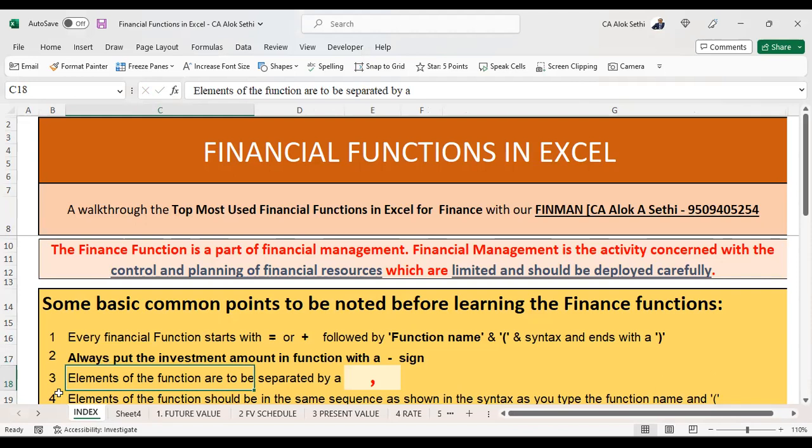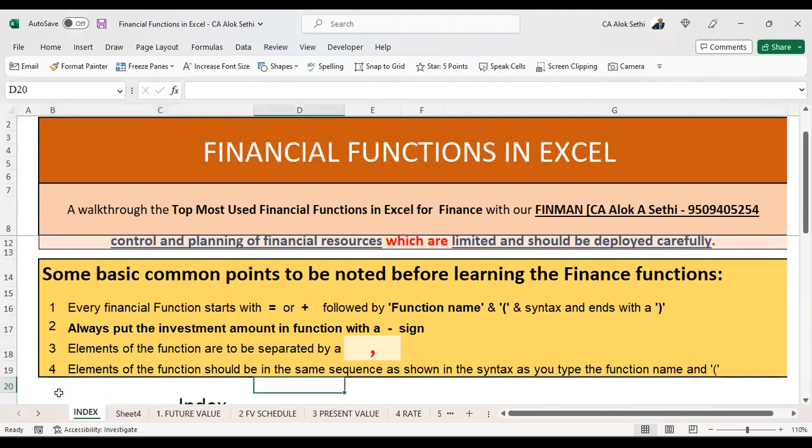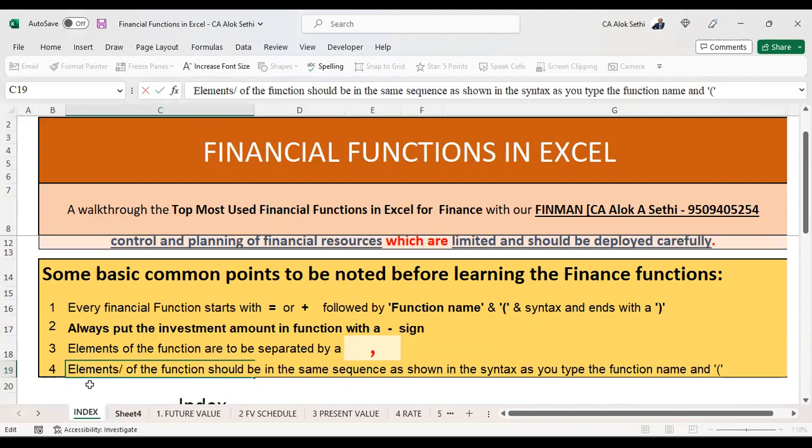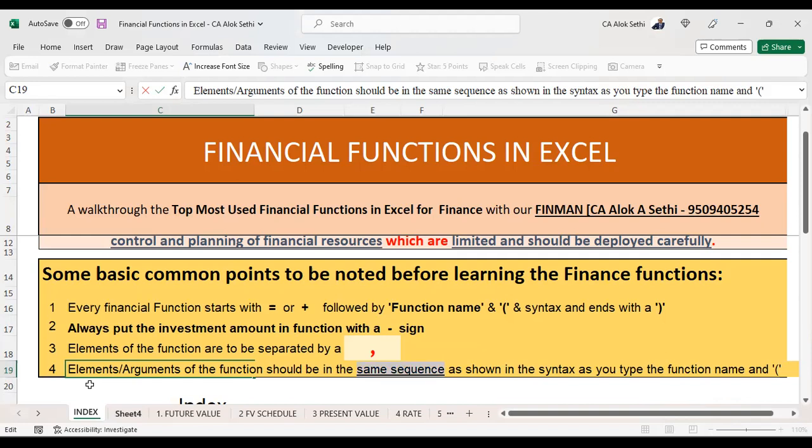Third, fourth, elements of a function should be in the same sequence as shown in the syntax as you type the function name and open the parenthesis. Now this is important. Fourth point is very important. What it is saying is that the function elements or the arguments, I'll just mention arguments over here because we are using the same terminology as used by Excel, should be in the same sequence. Now, what do you mean by same sequence? What do you understand by this word same sequence over here?